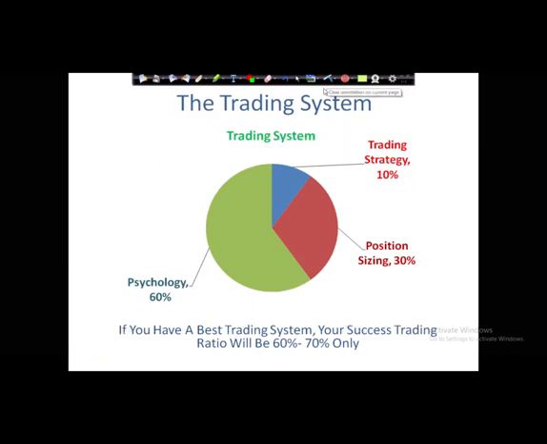Remember, average success ratio. But how are they earning that much money? The secret is hiding in position sizing, which helps you drive to success 30%, remember. And the rest, 60%, is only the psychology factor. If you ask yourself why you lost money in this market, you will find that most of the time it is only because of psychology.